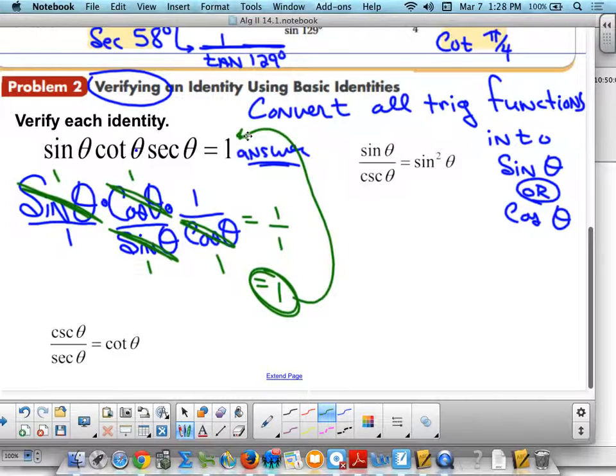Do the next one. Take sine, divide it by cosecant, and prove to me it's sine squared.